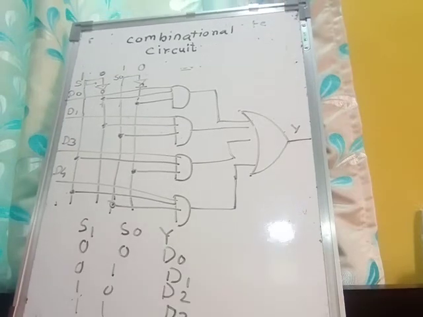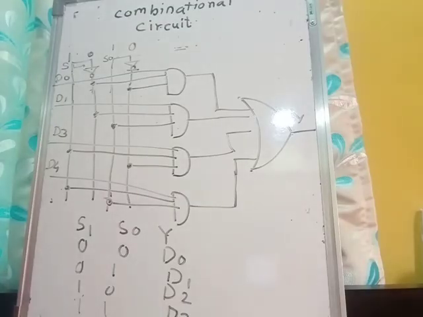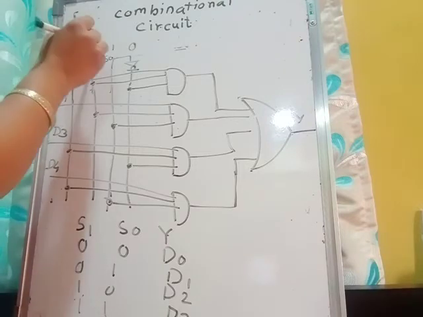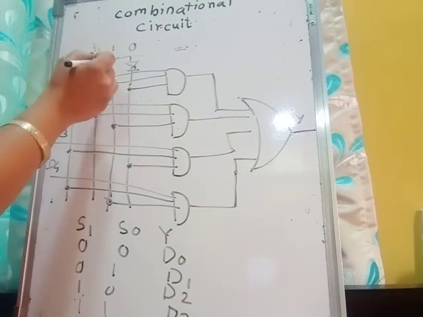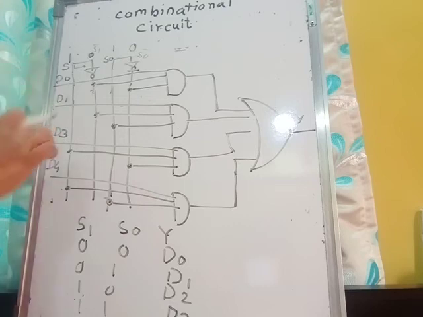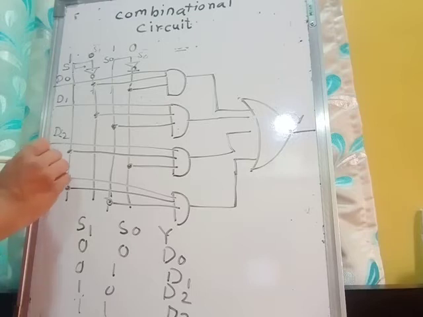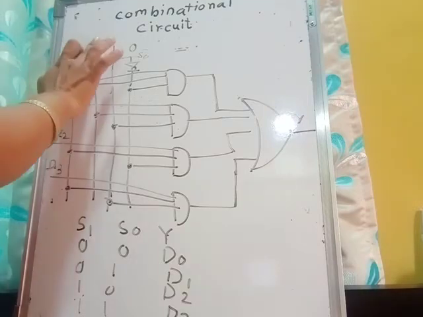Okay, so this is having 4 input lines. You can see on the board 4 input lines, S1, then this is S1 bar, S0 and this is S0 bar. S1, S1 bar, S0 and S0 bar. These are the 4 input lines, or we can say D0, D1, D2 and here D3. These are the 4 input lines. 2 control lines, S1 and S0. These are the control lines.